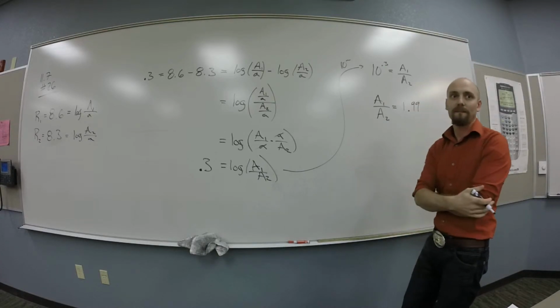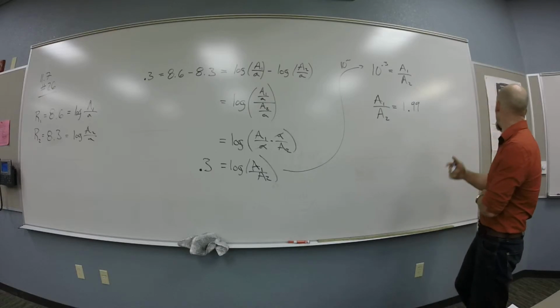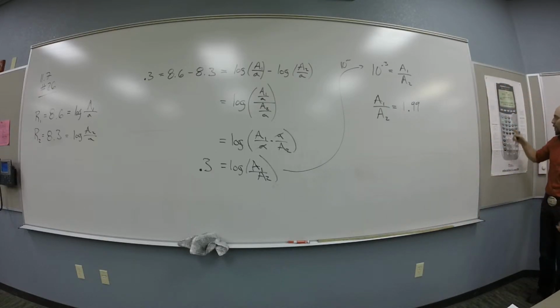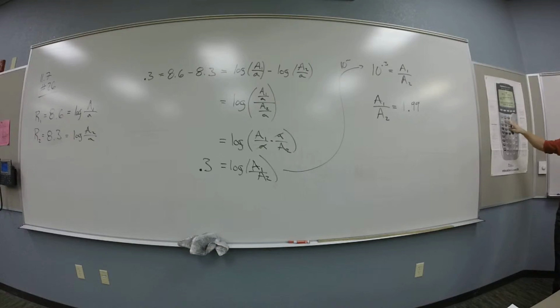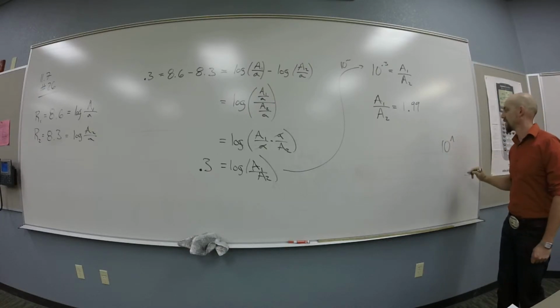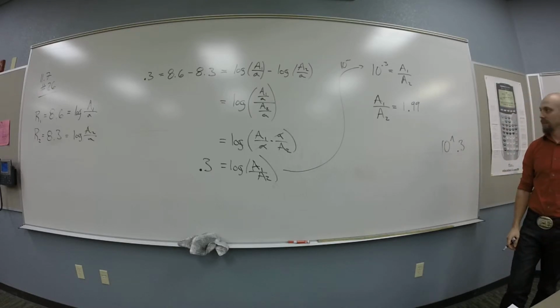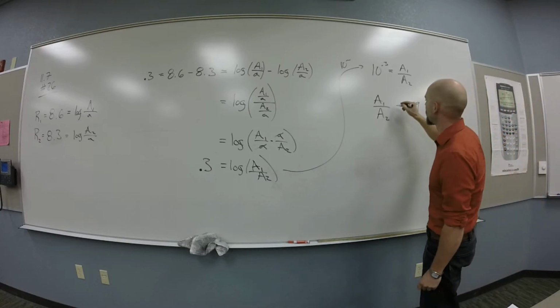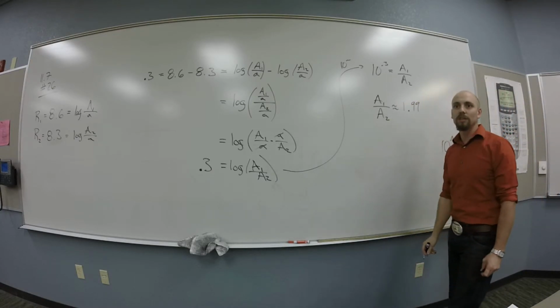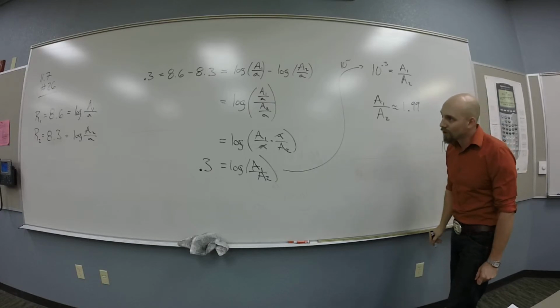1.99. Wait, how did you do that in the calculator? So to do that in the calculator, I push second, the log button, and then it'll give me a 10 and a caret, and then I put 0.3 in there. And that will give me something between 1 and 10, right? Okay, so it's approximately this, right? Oh, but it's approximate.